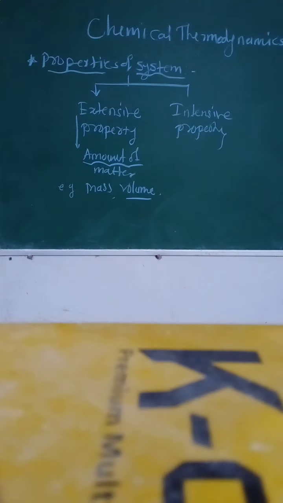What is called the extensive property? The property which depends on the amount of matter is called the extensive property. Examples are mass, volume, internal energy, heat capacity, number of moles. These are examples of extensive property.